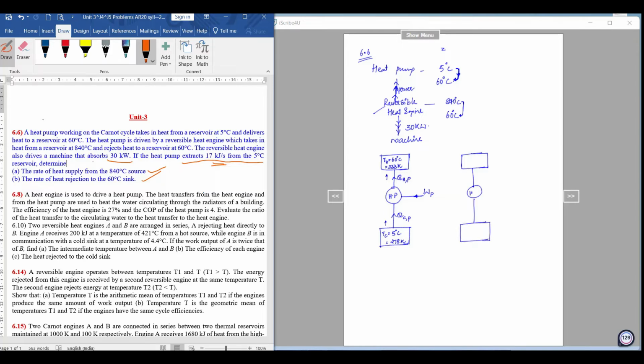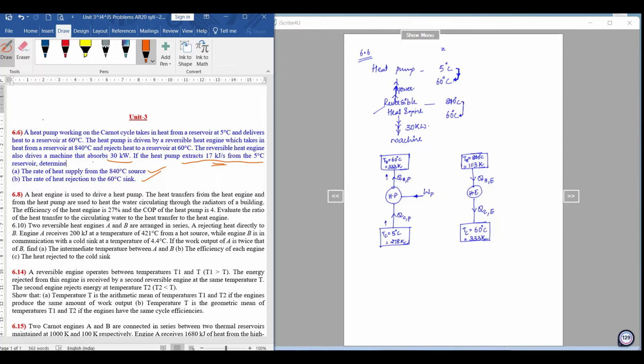రైట్, ఇది హీట్ ఇంజన్. సో this is hot reservoir TH. So this is at 840 degree Celsius or centigrade, which is equal to 1113 Kelvin. Okay, so this is drawing some heat QH of an engine. Okay, and it is rejecting some heat QC of an engine, okay, to a cold reservoir which is at 60 degrees Celsius. So this I can write as 333 Kelvin.